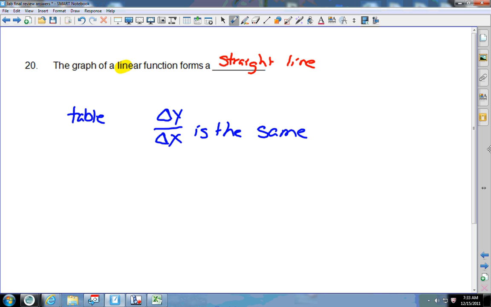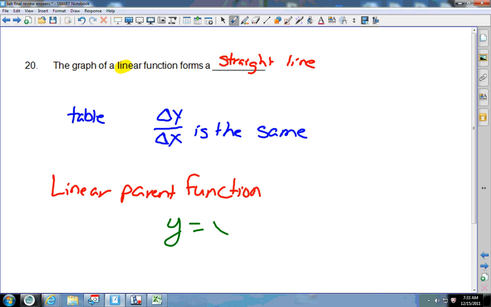Oh, I know. What is the linear parent function? What's the equation for that? The linear parent function is y equals x. Okay?